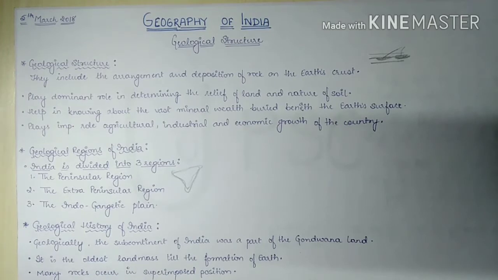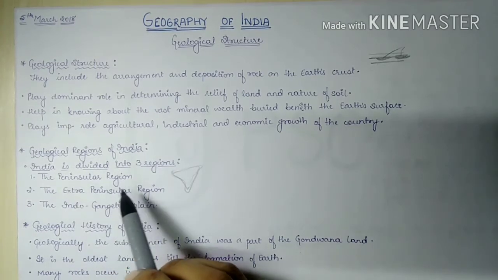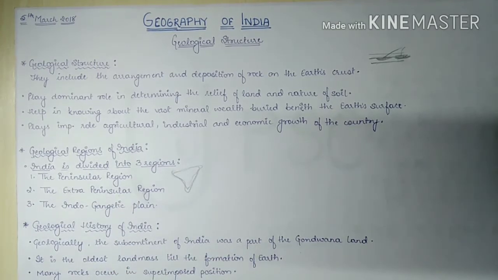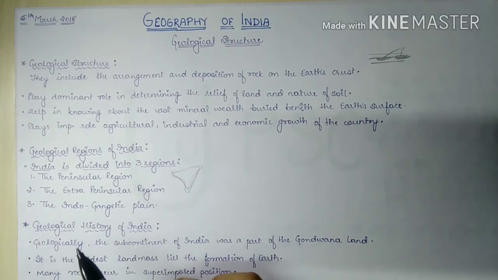Now the second region is the extra peninsular region. Extra peninsular region is the region of Himalaya and their eastern extension, which includes the Andaman and Nicobar Islands also. So they are included in the extra peninsular region. Then lastly, we have the Indo-Gangetic Plain. The Indo-Gangetic Plain is between the peninsular region and the extra peninsular region. The region that is left between them is included in the Indo-Gangetic Plain.